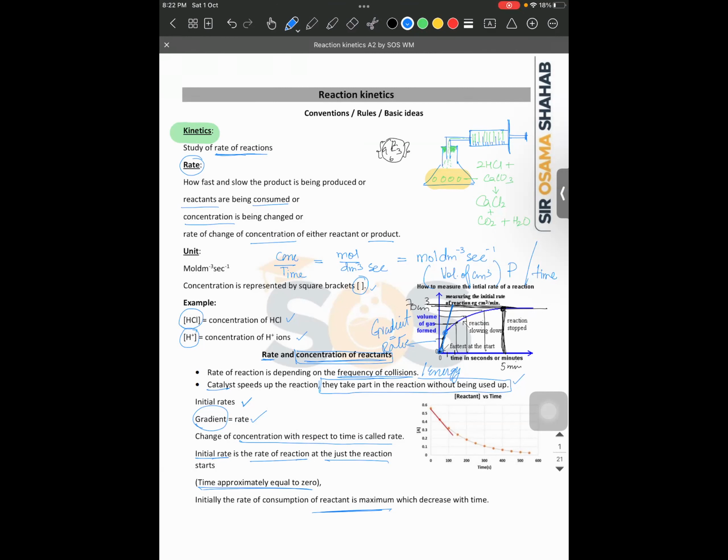So you need to understand this. The first initial reaction has the highest rate of consumption of reactant. This is the highest consumption of reactants. Reactants की concentration is highest in the start, right, बच्चों? Is that clear?